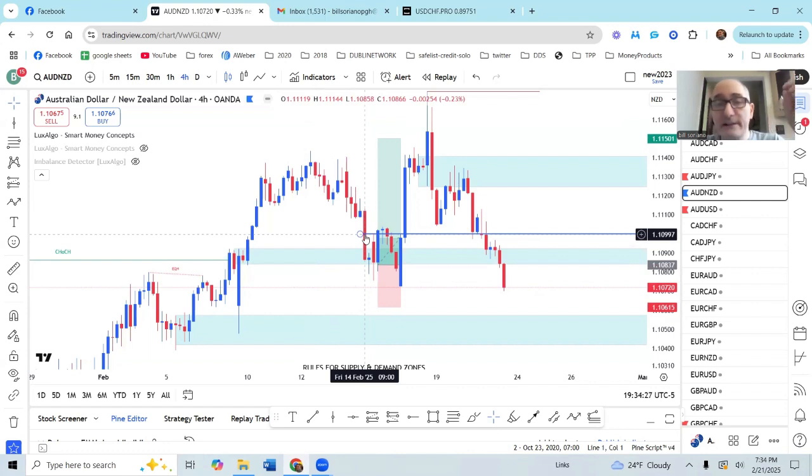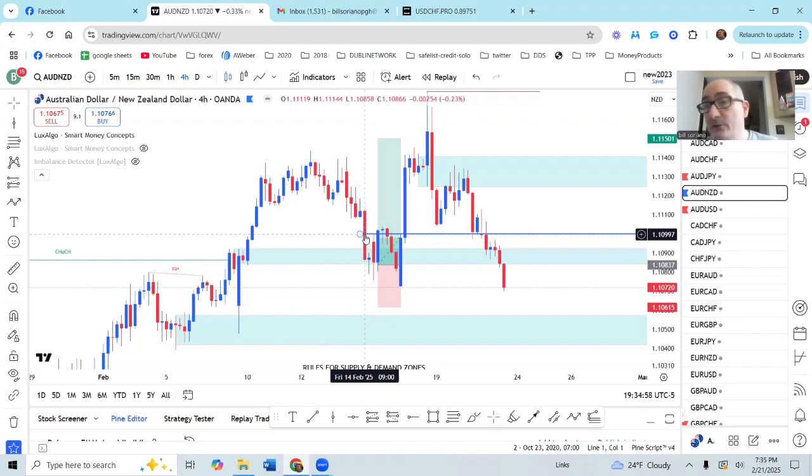So this is actually another way that you can do it. You don't necessarily have to drop down to the 15. Sometimes the 15 looks a little scattered and you can't really find exact points to get in. If that's the case, you can just wait for that structure to occur on the 4-hour. You could just wait for that change of character on the 4-hour, and then you can just get in the trade on the 4-hour instead of dropping down to the 15-minute.